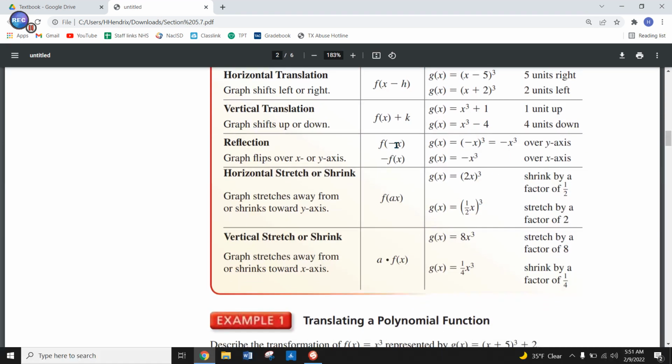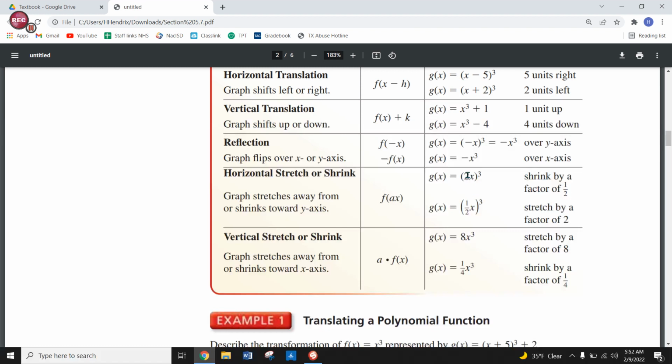Reflections are multiplied by a negative, so you can either reflect across the x or the y-axis. If you multiply by a negative on the inside of the x, or inside of where the exponent is, then that's going to reflect you over the y-axis. And if you multiply by a negative on the outside of the equation, then that's going to flip you over the x-axis.